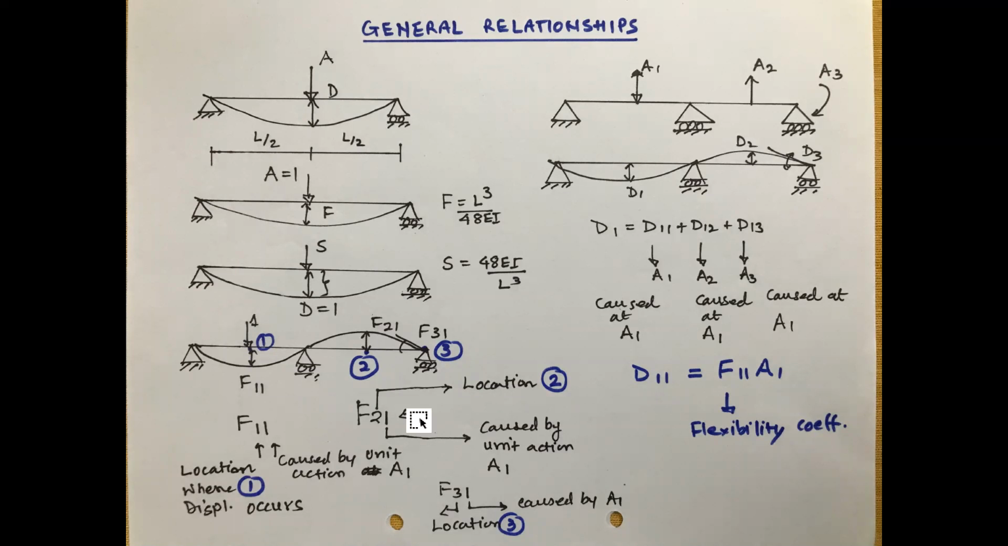So similarly, we can say this is F31, a rotation. 3 says the third location where I want to calculate. I am interested in finding out the flexibility coefficient, the rotation, and the first subscript says that it is caused because of the unit action applied at 1. So I hope all of you have understood what we mean by F11, F21, and F31.